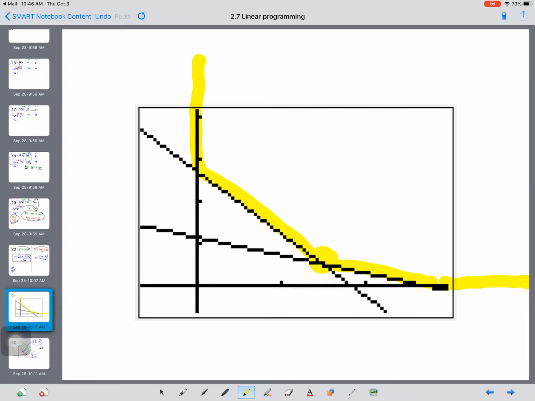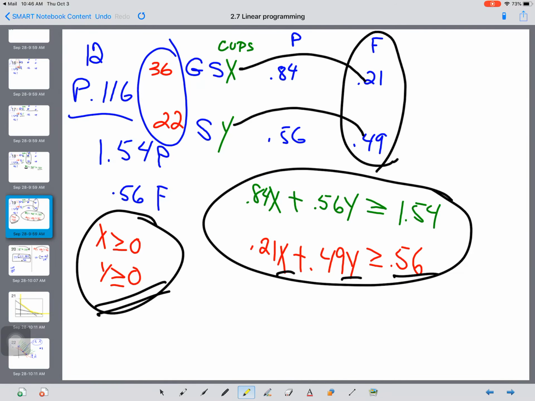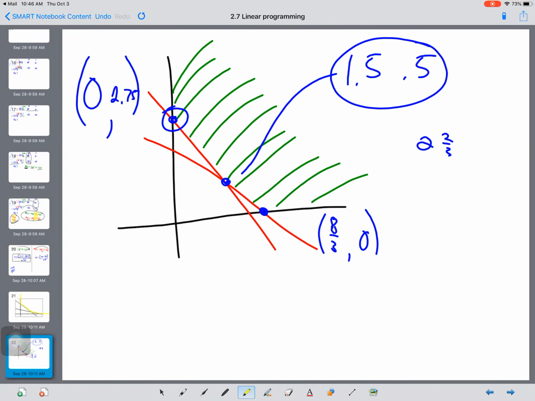Now the thing that's different about this problem is that instead of it being an enclosed area, all of these equations, let me go back, all of these equations were greater than. And so what that means is we're actually shading above those lines, and there's no boundary here. The difference in this problem was that we don't have a maximum. We could always feed the dog more food.